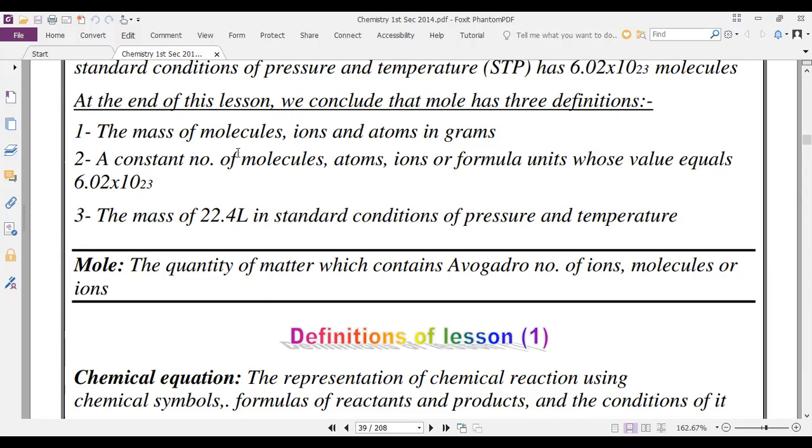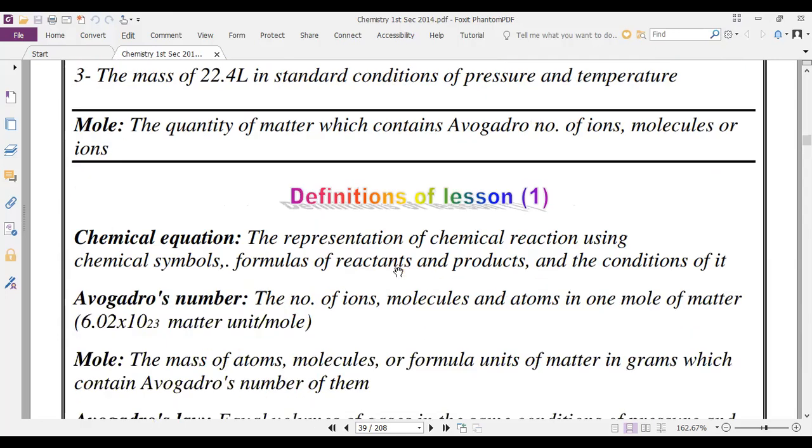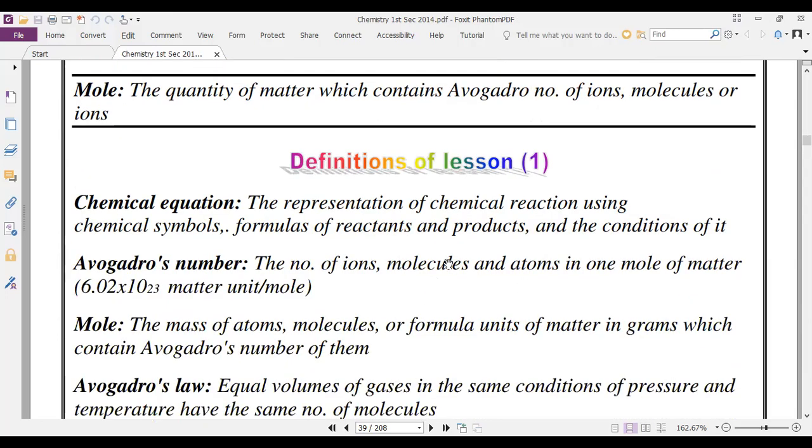The mass of 22.4 liters in the standard conditions of pressure and temperature. Okay. So finally, mole is the quantity of matter which contains Avogadro's number of ions, molecules, or atoms. Okay. Do you understand? Mariam, any problem till now?